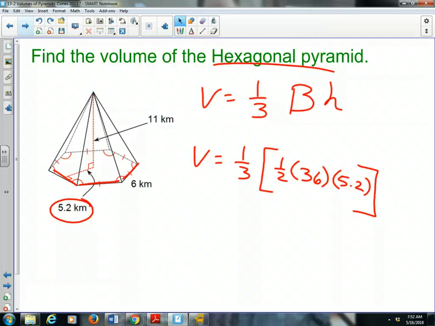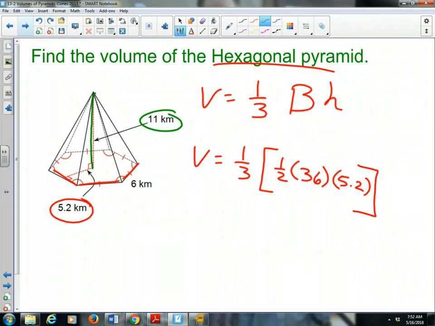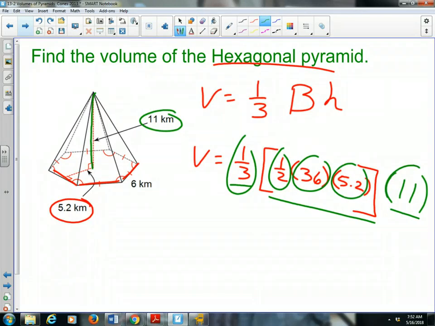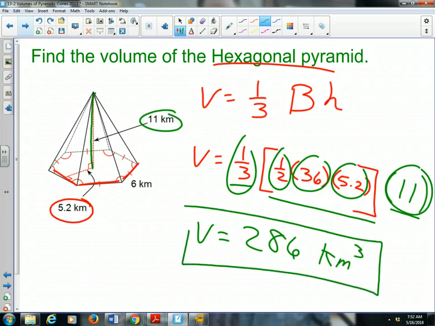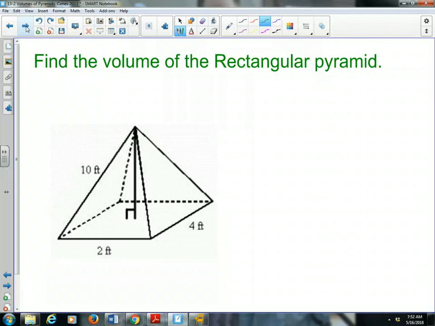And then the height of the pyramid is this 11 kilometers right here. So what is the volume? How many cubic kilometers fit inside this pyramid? It is 1/3 times the area of the base times the height. So if you went in your calculator and you multiplied all these numbers times each other, maybe you could practice that on your own right now, you would get the volume to equal 286. 286 cubic kilometers fit inside that pyramid. 286.